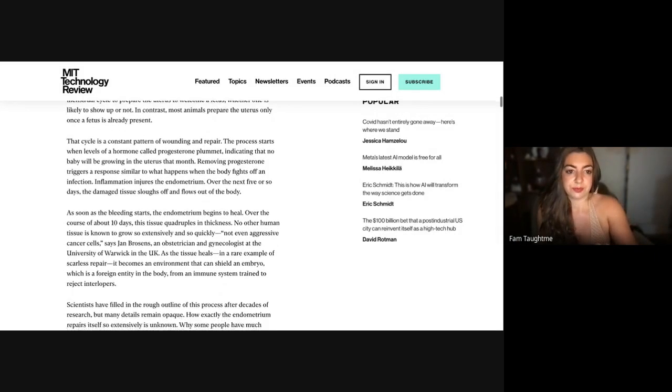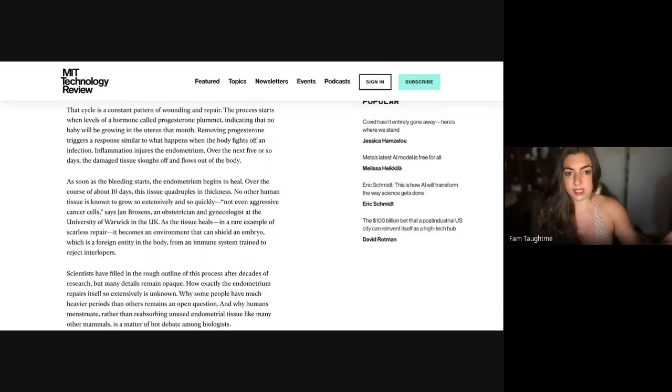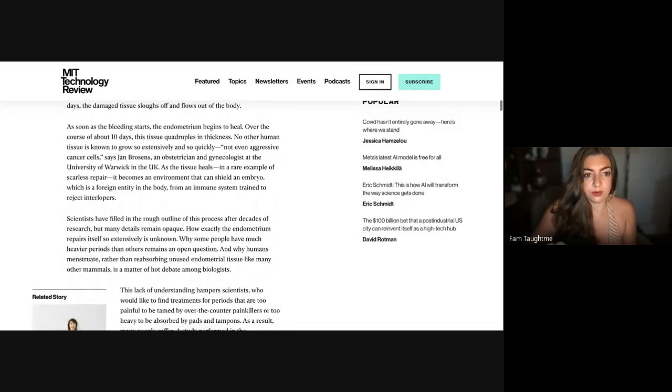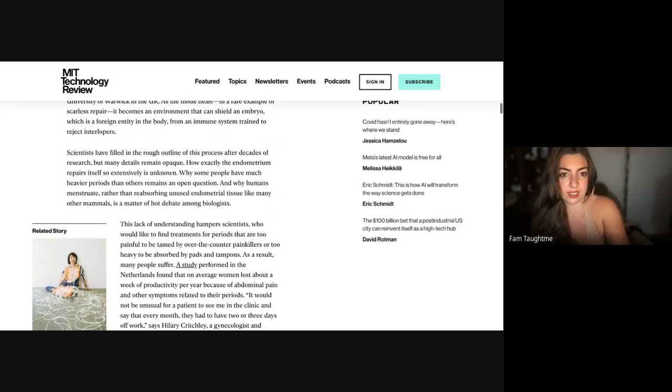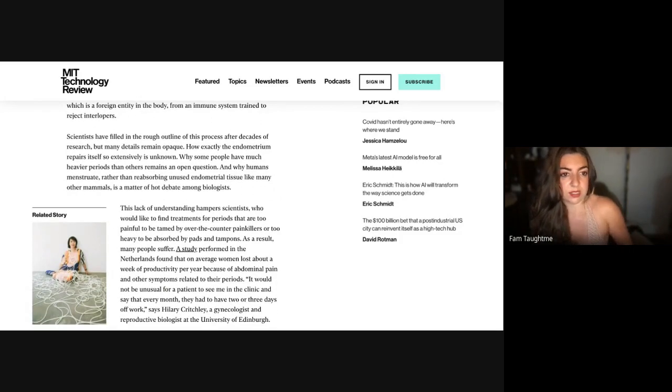Okay, so they're saying the cycle is a constant pattern of wounding and repair, because you're getting rid of your endometrium and making new ones. So, okay, we get all this. No other human tissue is known to grow so extensively and so quickly, not even aggressive cancer cells. As the tissue heals, in a rare example of scarless repair, it becomes an environment that can shield an embryo, which is a foreign entity in the body, from an immune system trained to reject interlopers.